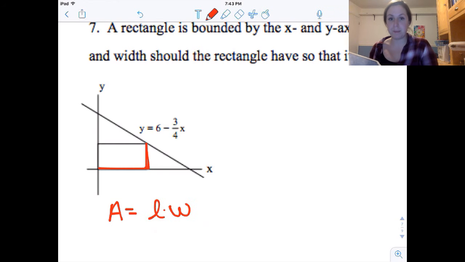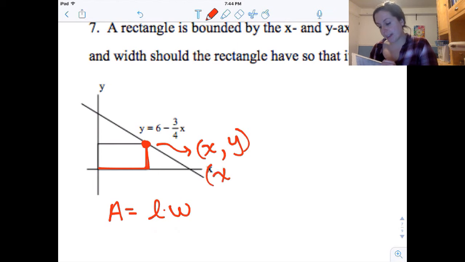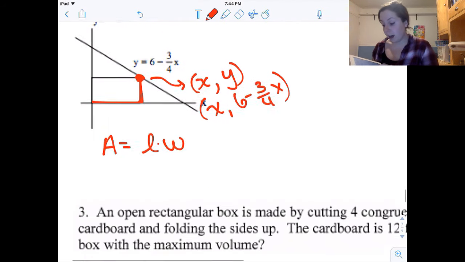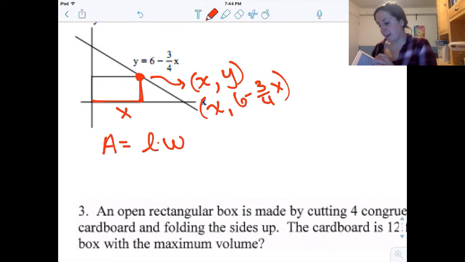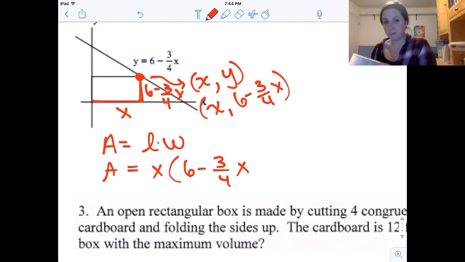Now, what are my constraints? Well, my point has to be on that line. So I know that that's a constraint. So what I would say is, let's sort of label that point. So this would be x, and then y, which I know is just 6 minus 3/4 x. So knowing this, that's my x-coordinate. This is my y-coordinate. My area is just x times 6 minus 3/4 x. So that's what I'm trying to optimize here.